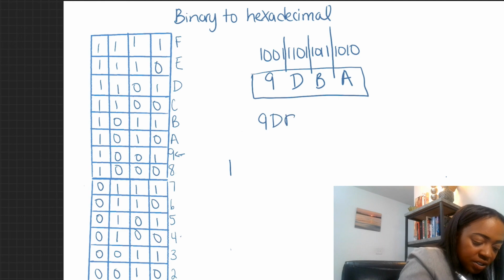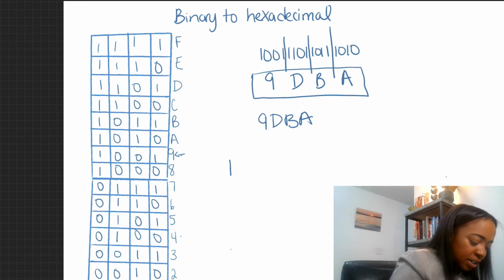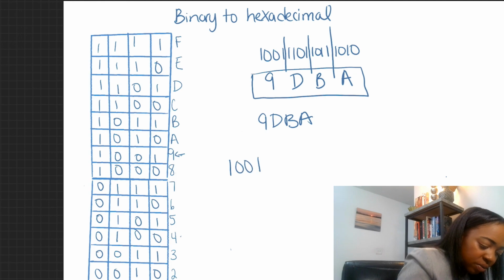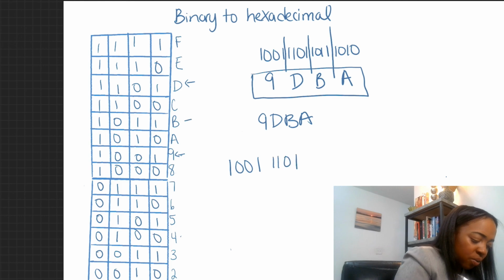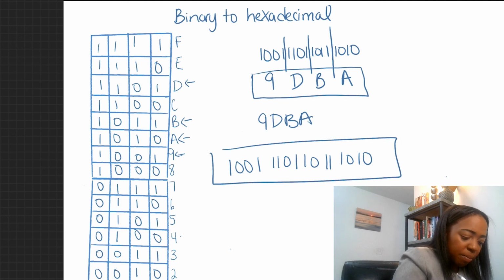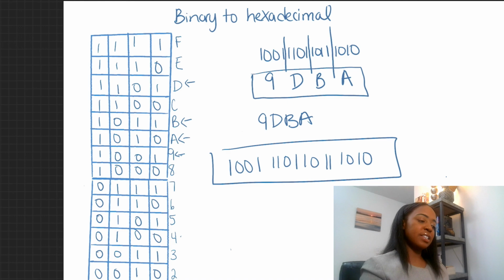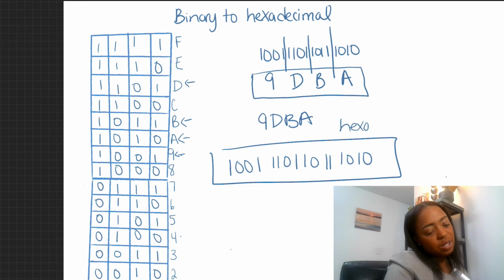If we take our hexadecimal number and convert it back, we're going to look at where 9 is and put 1001. Look at where D is, put 1101. Where B is, 1011, and where A is, 1010, and that is our binary number. That's how we convert hexadecimal to binary.